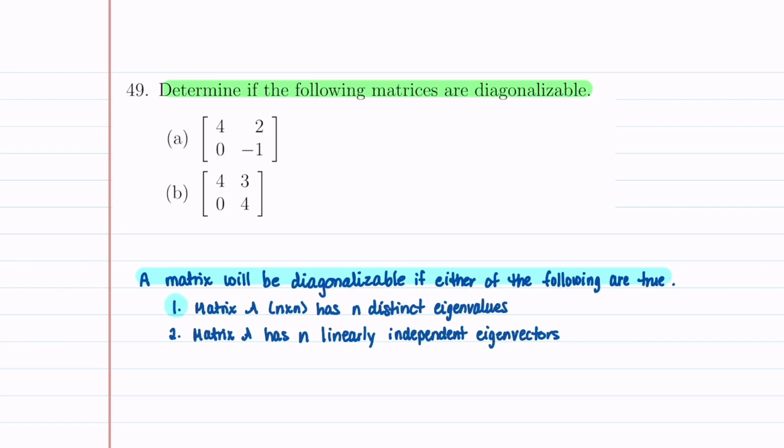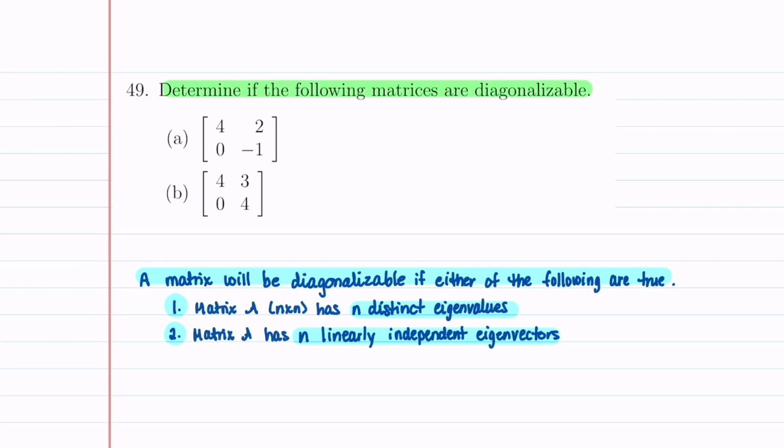The first one says that our matrix has n distinct eigenvalues, and the second one says that the matrix has n linearly independent eigenvectors. So if a matrix has n distinct eigenvalues, it's diagonalizable. And if a matrix has n linearly independent eigenvectors, it is also diagonalizable.